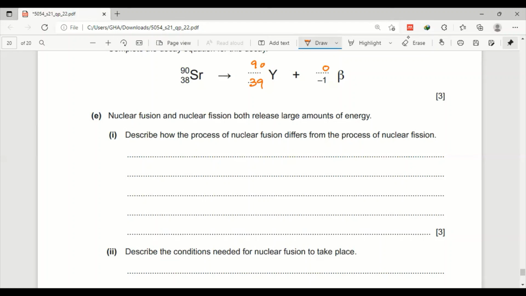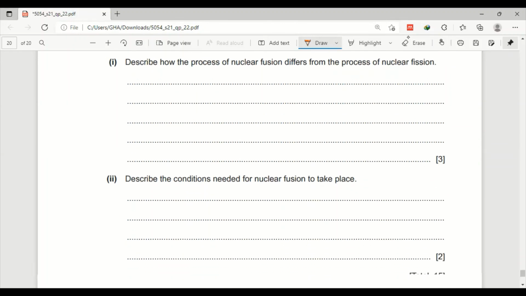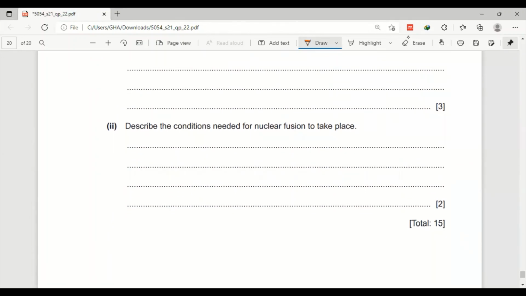So in fission, the nucleus is split into 2 or more light nuclei. But in fusion, the nuclei of 2 or more light nuclei are fused together to form a heavy nucleus. So totally different. Describe the condition needed for the nuclear fusion to take place.